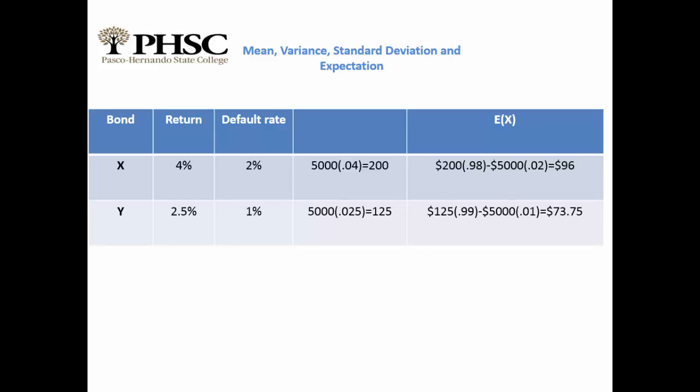So here we have bond X and Y, the return for each, the default rate for each one. So the first one is 5,000 times 0.04, that's 200. 5,000 times 0.025, that's 125. So the expected for bond X would be $96. The expected for bond Y would be $73.75. So then you are better off in the long run going with bond X.